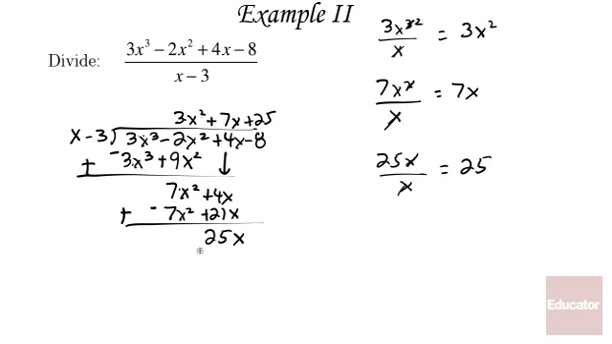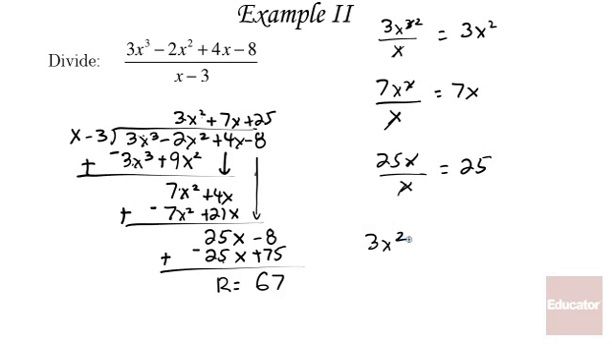Multiply. 25 times x is 25x. And bring down this next term. So I have negative 8 there. So 25 times negative 3 is going to give me negative 75. I'm going to subtract, which is adding the opposite. So that's negative 25, positive 75. These cancel. Negative 8 plus 75 is 67, and that's my remainder. So the answer is 3x squared plus 7x plus 25 with a remainder of 67. So that was long division.